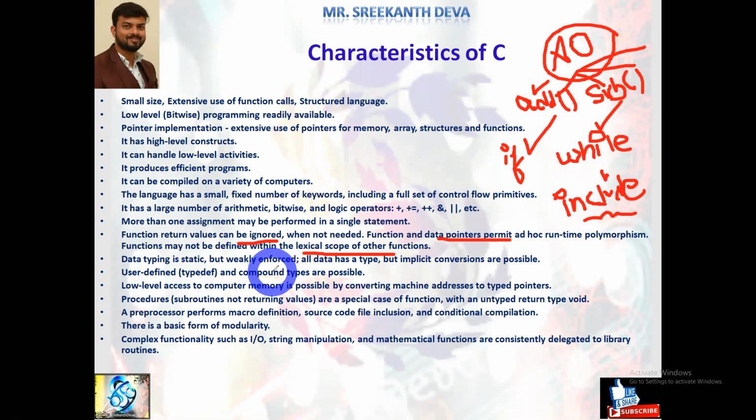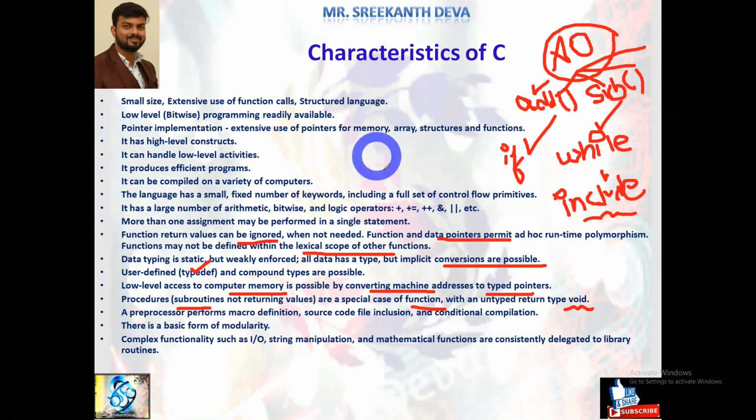Data typing is static but weakly enforced. All data has a type but implicit conversions are possible. User defined types like typedef and compound types are possible in C language. Low level access to computer memory is possible by converting machine addresses to typed pointers. Subroutines not returning values are a special case of functions with an untyped return type called void.